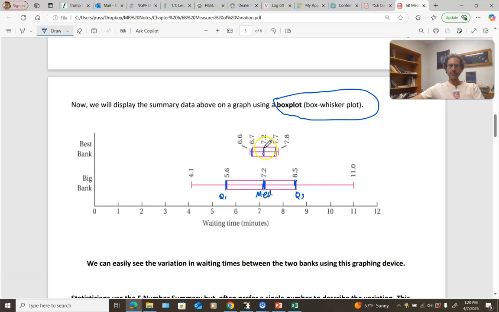And like I said, sometimes the median will not be right here in the middle. Sometimes it could be further to the right or further to the left. It just depends on the data set. And it's possible that one of these whiskers could be a lot longer than the other whisker. That would just depend on the nature of the outliers. So anyway, these box and whisker plots are good graphical ways to represent a data distribution.